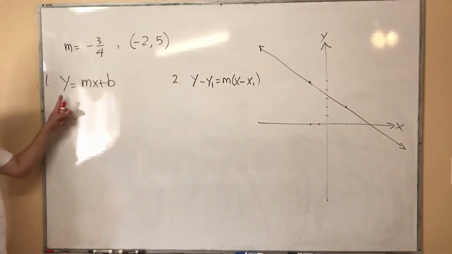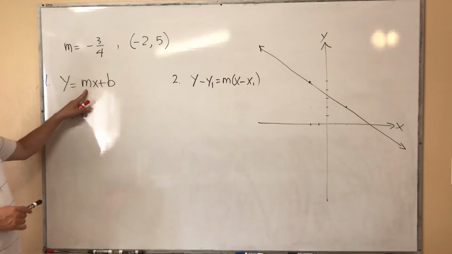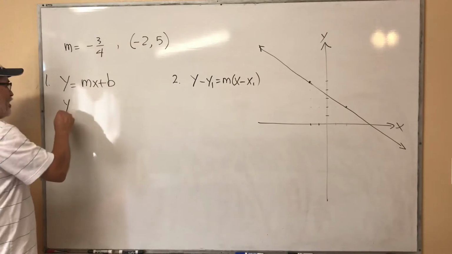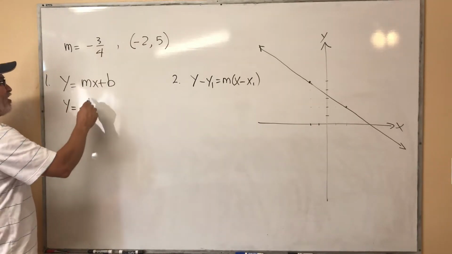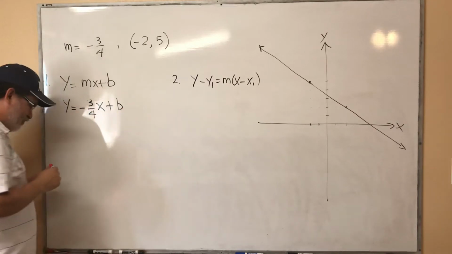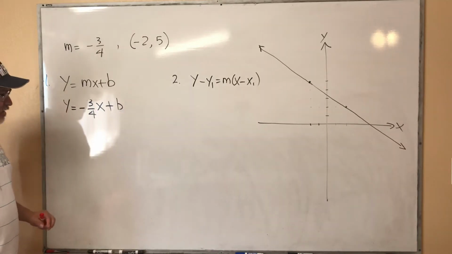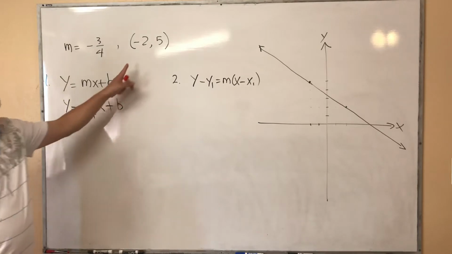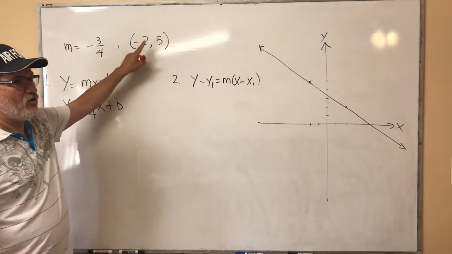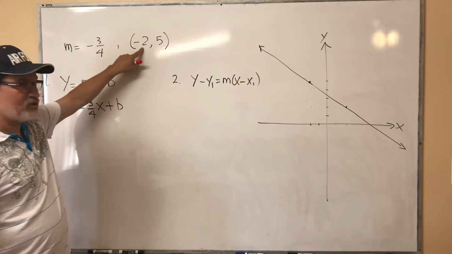If you're going to use this method, you have the slope. All we need is to find b. So let's plug in the slope first. Y equals the slope, which is negative 3/4 x plus b. And now we're going to find b. How do you find b? Well, you find b by plugging in the values for x and y. X is negative 2, y is 5.